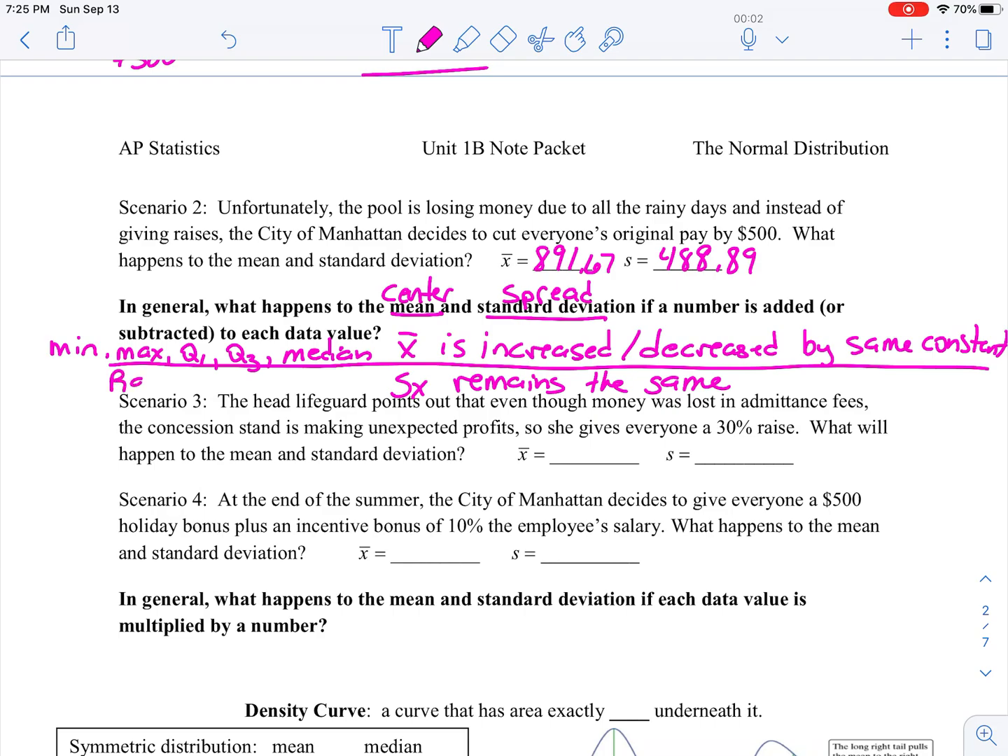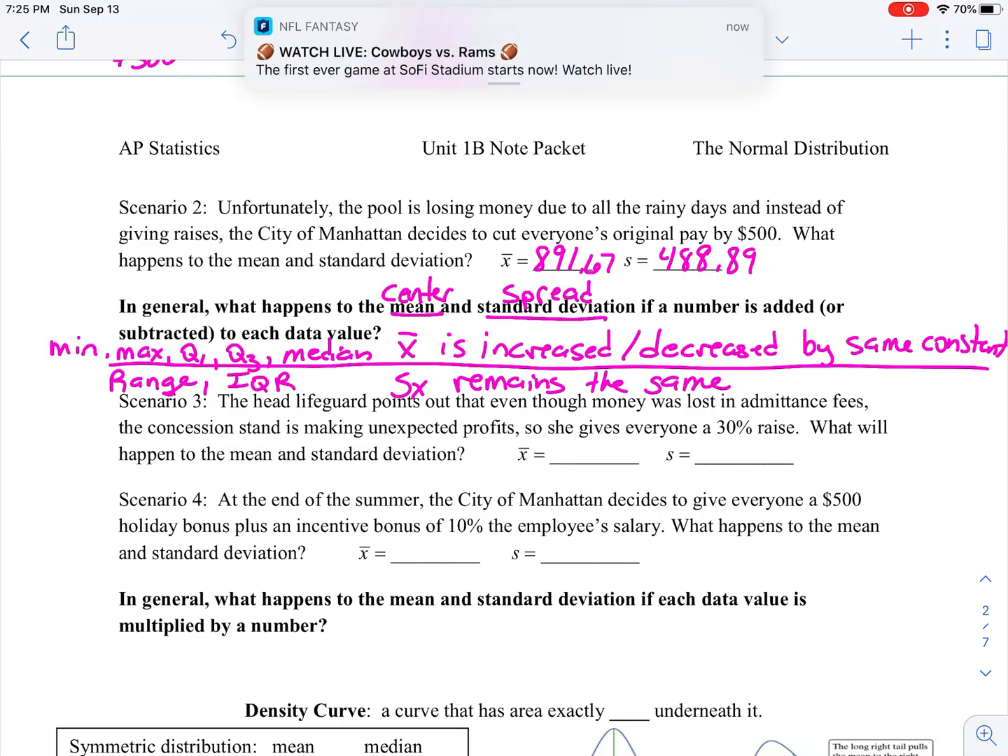So what other measures of spread do I have? We have the range, and we have the interquartile range, okay? So there's what we have to remember there. It's not just mean. The rule isn't just for mean and standard deviation. The general rule is going to affect all those, okay?